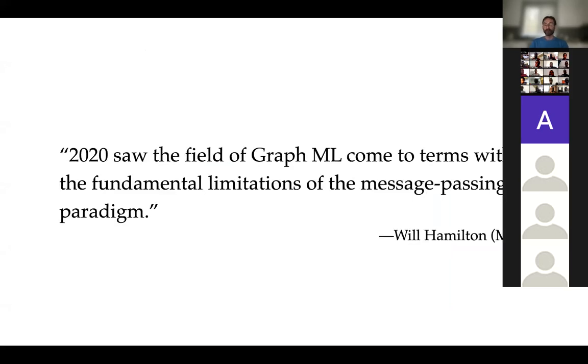So let me start with Will Hamilton, who I guess doesn't need any introduction for people working with graph neural networks. He is a professor at Mila, and he is one of the authors of GraphSAGE, which is one of the first scalable implementations of graph neural networks. And he said that last year saw the field of graph ML come to terms with the fundamental limitations of the message passing paradigm. And this is also what we discussed in depth in Petar's talk.